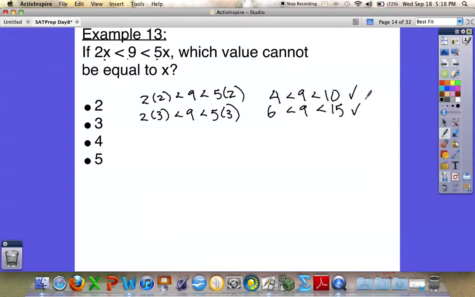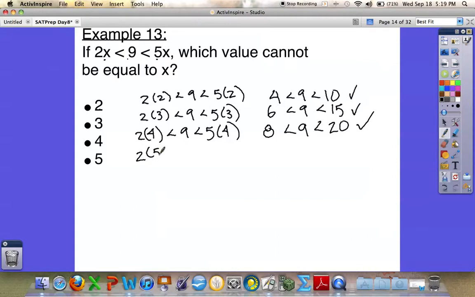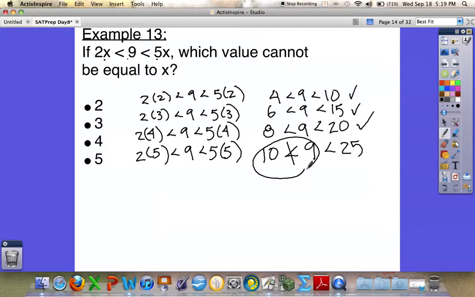That works. Is 2 times 4 less than 9 less than 5 times 4? Here I get 8, still less than 9, which is less than 20. That works. Is 2 times 5 less than 9 less than 5 times 5? Well, 10 is not less than 9, but that is less than 25. However, because this part of it does not work, this is the only one that cannot be equal to x.